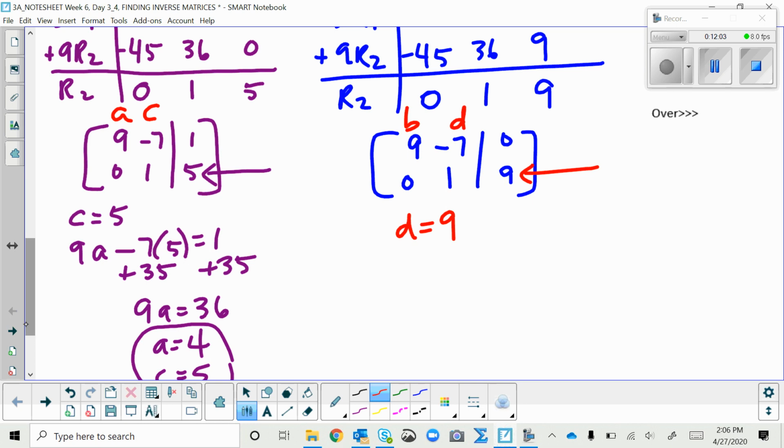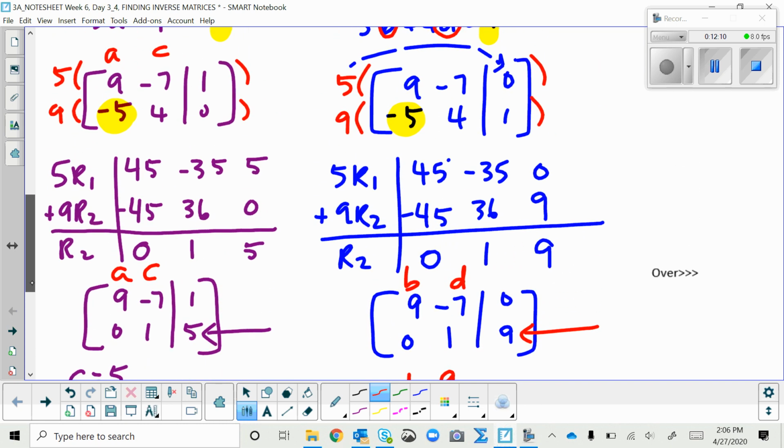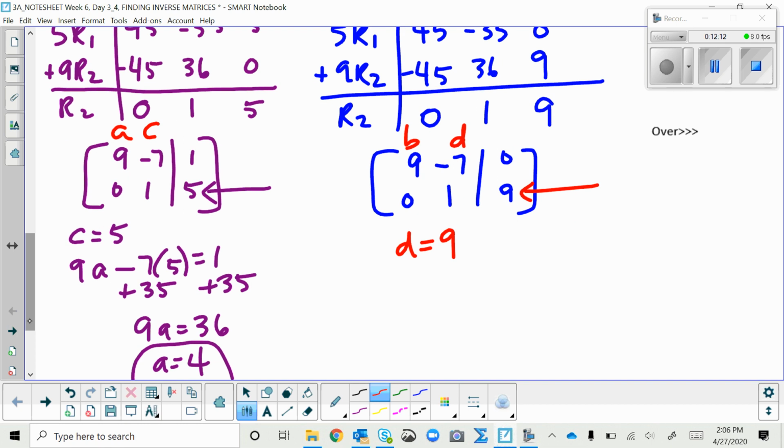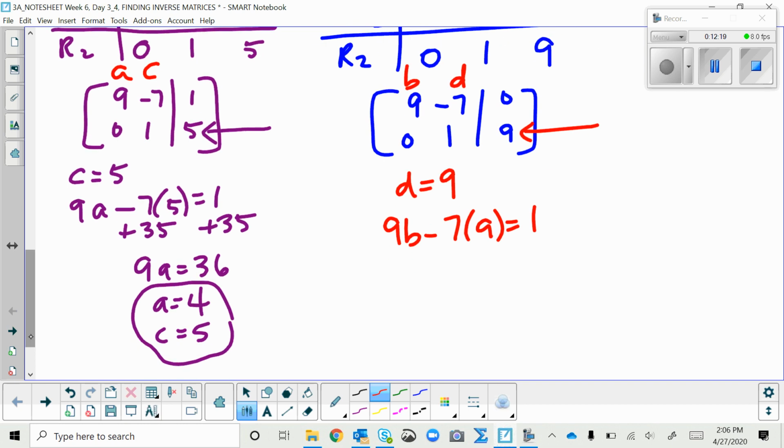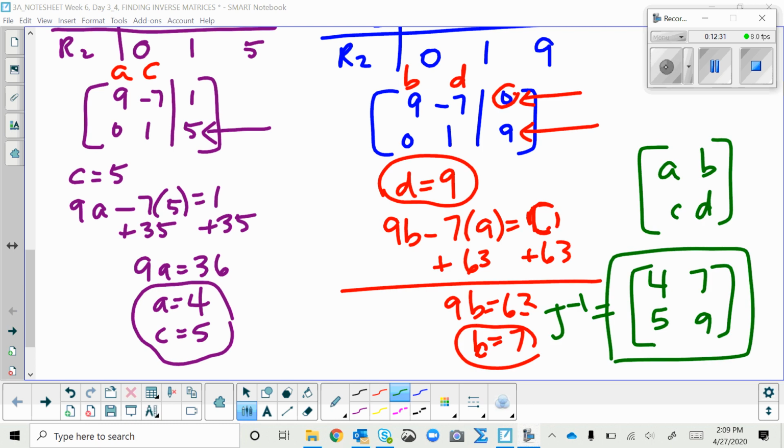And then we can plug it back into any of the original equations to figure out what B is. So I'll just do the first one. 9B minus 7D, D is now 9, equals 1. So that's negative 63, which... go ahead and pause your video and try example 2 on your own before you watch me do it.